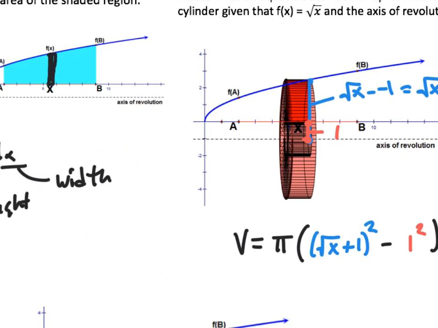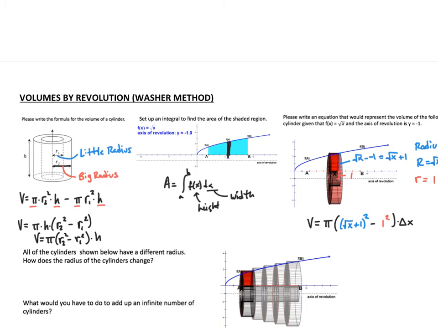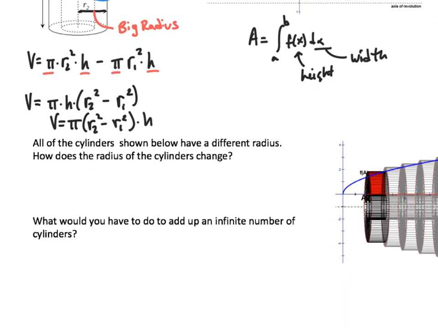So I want you to see that this formula here is the same thing that we have here. This is our big radius. This is our little radius. Okay? So now let's take a look. All right, it's a similar thing to what we had before.